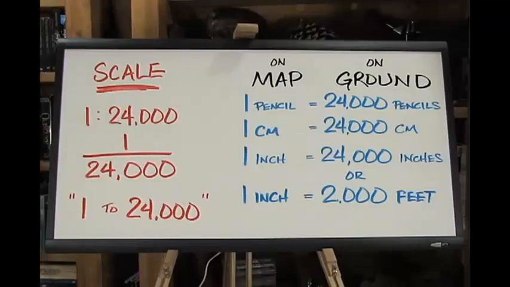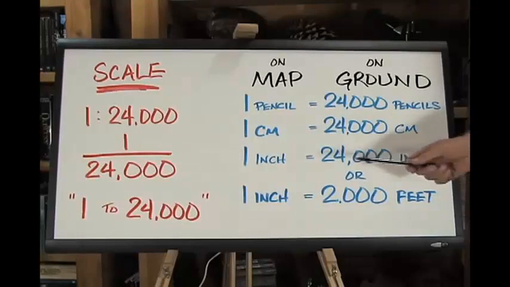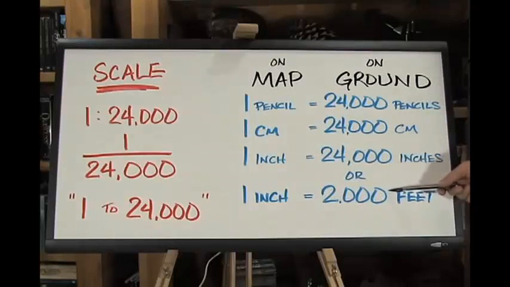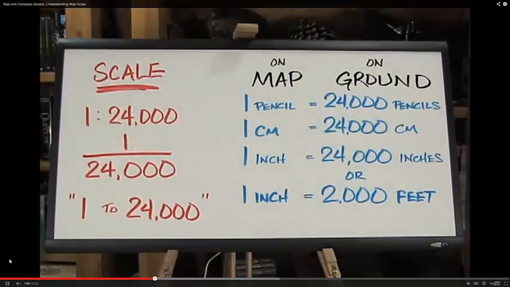Now sometimes it's useful to convert the ground units to something else. For example, we know that there are 12 inches in a foot. So if we divide this by 12, we see that 1 inch on the map equals 2,000 feet on the ground. That's a lot easier to deal with than 24,000 inches. We could also convert this to miles, meters, kilometers, or whatever.